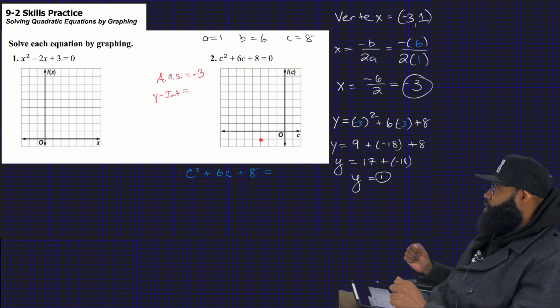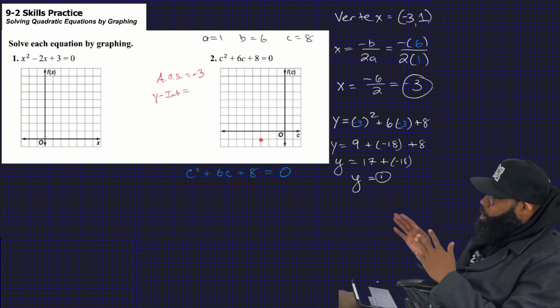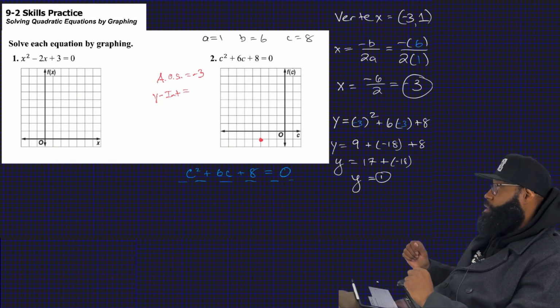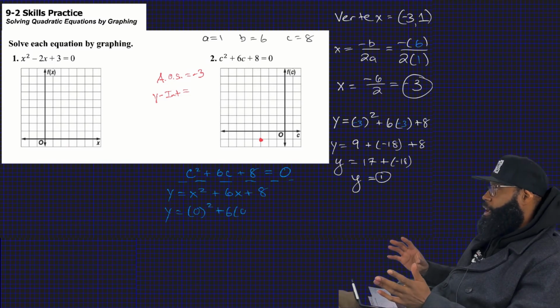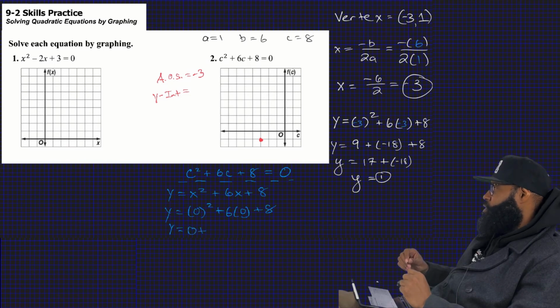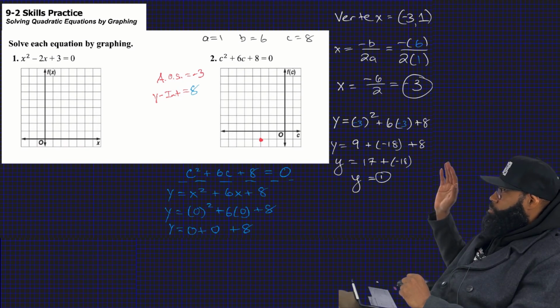So x squared plus 6x plus 8 equals 0. Well, simple enough. That quadratic is going to be rewritten, replacing 0 with y. So y equals x squared plus 6x plus 8. All we did was change 0 to y and c to x. It's the same quadratic. Plug in 0 for x, 0 times 0, 6 times 0, guess what? y equals 8. So now you know, right about here, right?